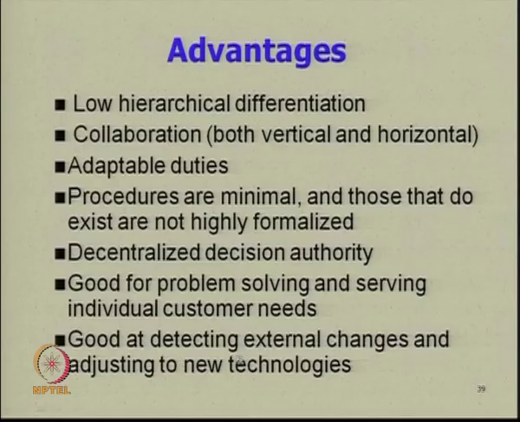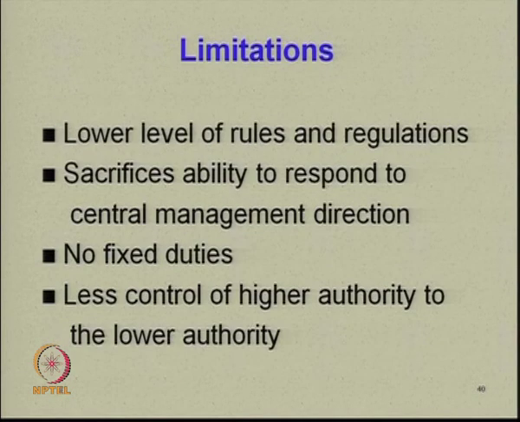Organic structures are good at detecting external changes and adjusting to new technologies. They do it quicker, because they are more deft, they are more nimble, they are more operationally effective. What are the limitations? Lower level of rules and regulations are needed, therefore, there is fuzziness and people do take advantage of it.